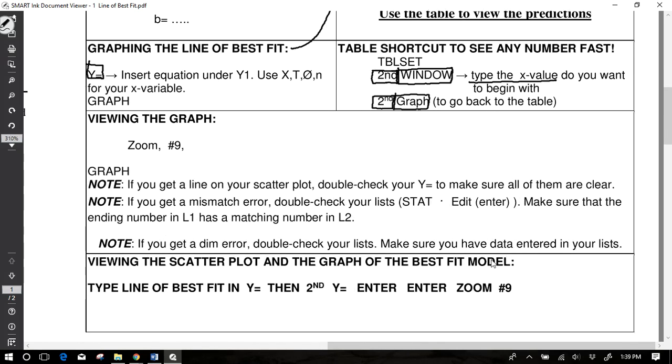And then to view any graph, the easiest way to do that is to just hit zoom 9 and it will put your window showing your data that you're wanting to look at.